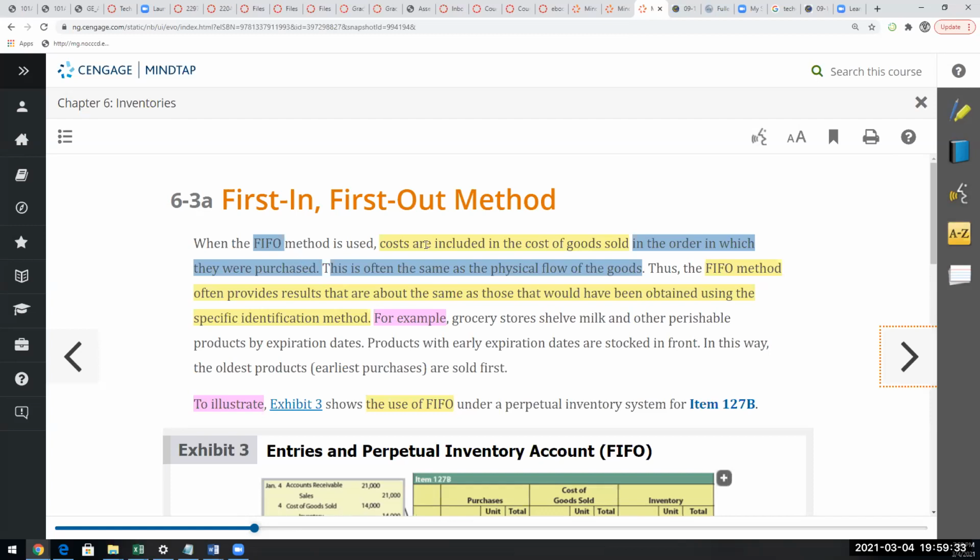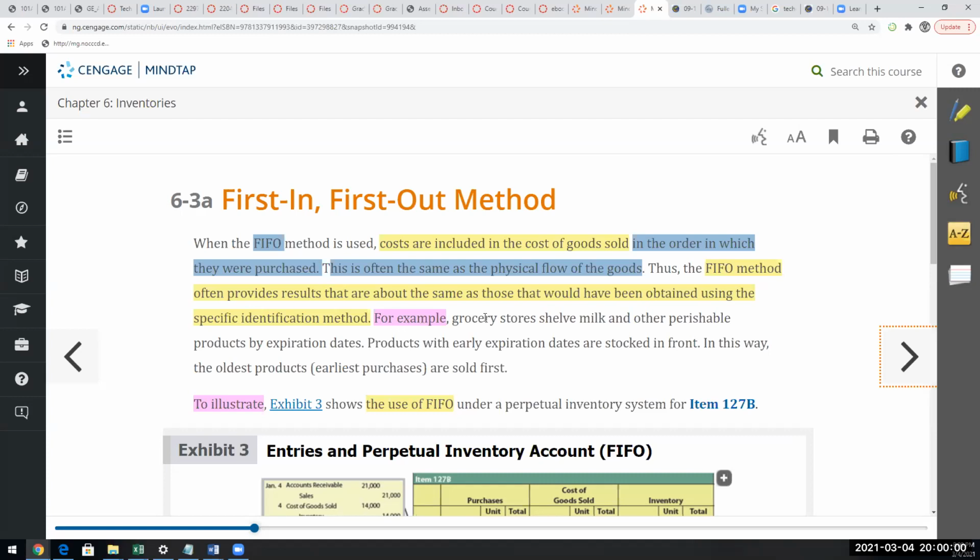That's how we get the cost involved. So the old stuff is first captured. This is the same as the physical flow. And I spent 10 minutes talking about, hey, it doesn't matter what you do with bananas, you better sell the old bananas first because they're going to turn black and nobody wants them. They're all slimy. So the FIFO method often provides results that are about the same as they would have been by using the specific identification. So the first one is the first one you're going to sell.